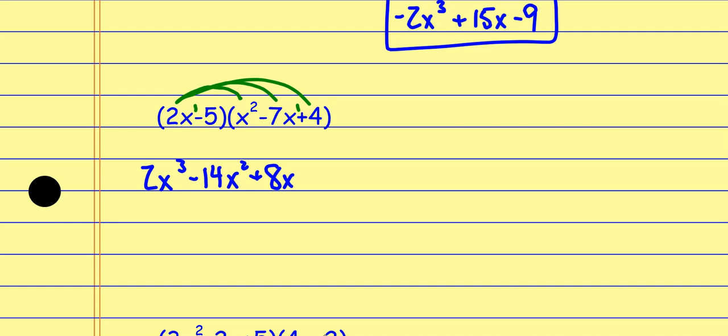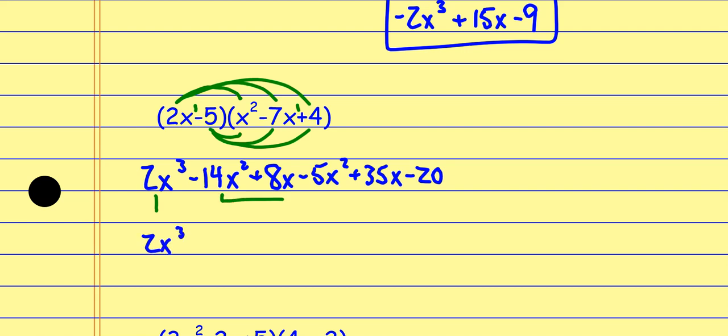Now let's ignore that 2x. Pretend that 2x isn't even there. Let's distribute that negative 5. And yeah, it's a negative 5 that I'm distributing. So that's a negative 5x squared plus 35x and then minus 20. And now it's combine like terms. This guy doesn't have a like term, so he stays the way he is.